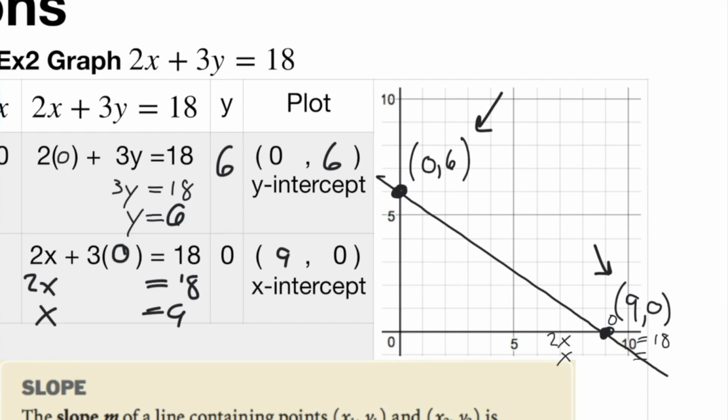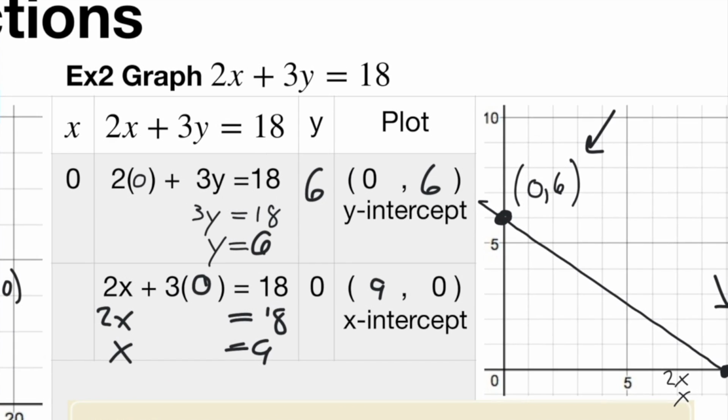These are called intercepts. The top one here is called the y-intercept because it intercepts the y-axis, even though the y itself is not 0, y is equal to 6. The x-intercept is down here when you have the point 9, 0.